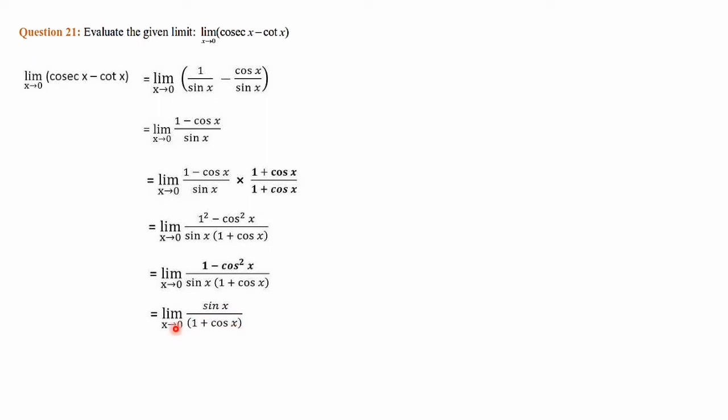Now when we substitute, we will not get it in 0 by 0 form. That is, when we put x is equal to 0, sin 0 divided by 1 plus cos 0. Sin 0 we know is 0, and 1 plus cos 0 is 1 plus 1. That is 0 by 1 plus 1, which is 0 by 2, and 0 by 2 is equal to 0.